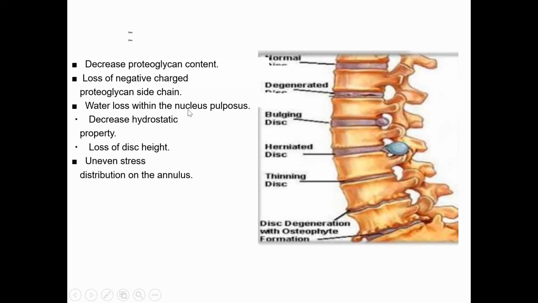It decreases proteoglycan content. Loss of negative charge of the proteoglycan side chain. Water loss within the nucleus pulposus. A decreased hydrostatic property, loss of disc height, and uneven stress distribution on the annulus. Moving on forward to the next slide.